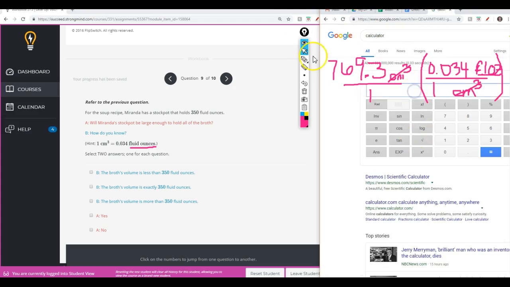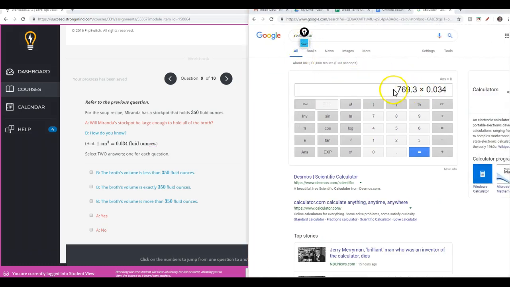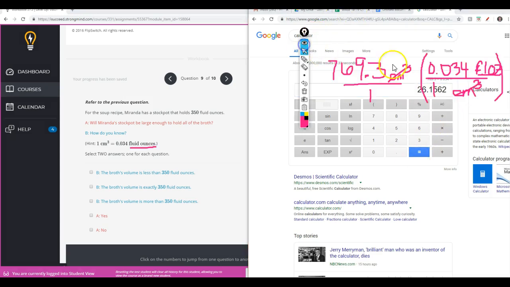and we would type in 769.3 times 0.034 fluid ounces, and I don't think you can see that full screen on how I typed it in. So I put 769.3 times 0.034. The reason why I just multiplied that is because it was divided by 1 right here, and dividing anything by 1 is not going to change that value because dividing by 1 keeps the number the exact same.